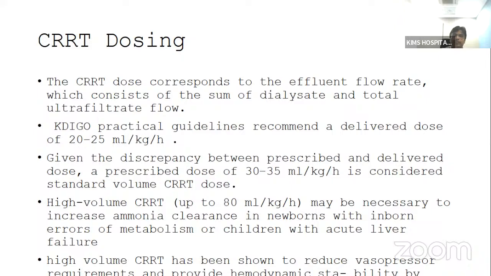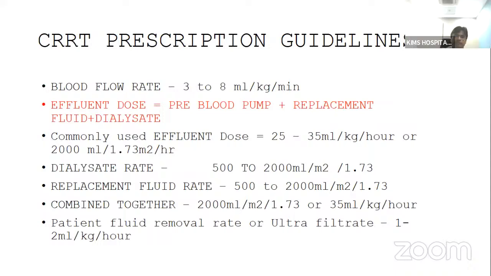If the child has hyperammonemia, or is in shock with high inflammatory markers, one can consider using high volume hemofiltration or high volume CRRT. The dosing goes up to 80 ml per kg per hour. It all depends upon the hemodynamic status and condition of the child, and why we are doing the CRRT. But most of the time the standard prescription of 30 to 35 ml per kg per hour is used in clinical practice. So this is how we start the CRRT prescription.